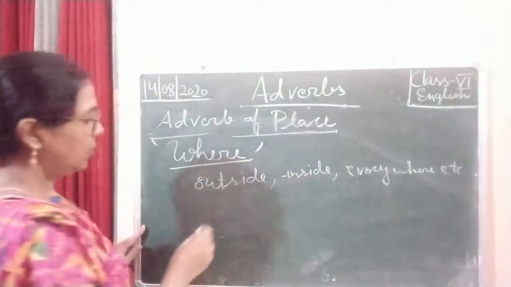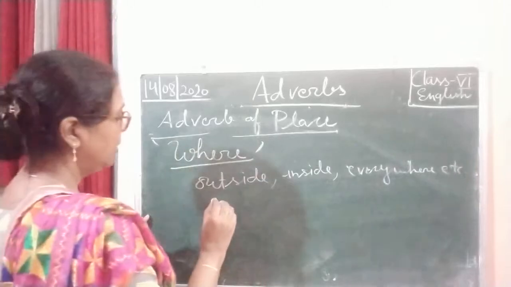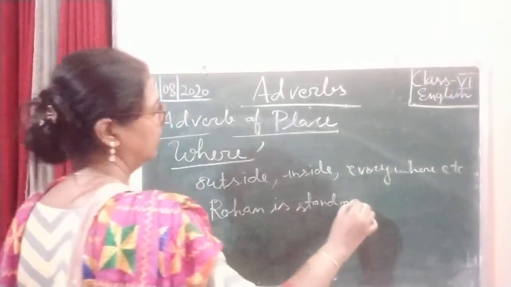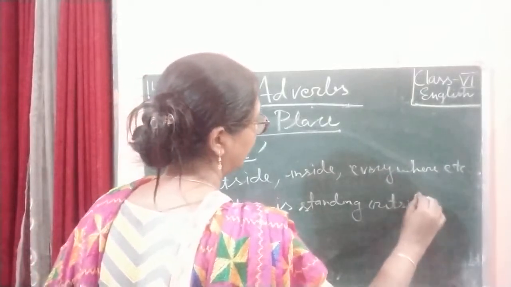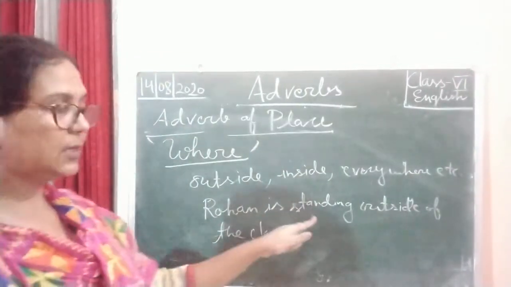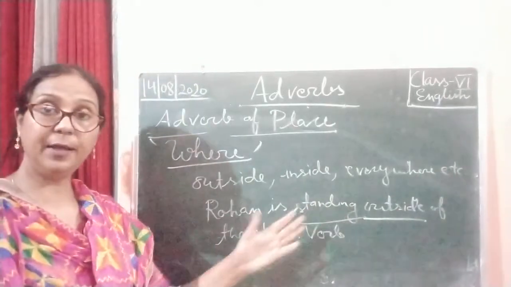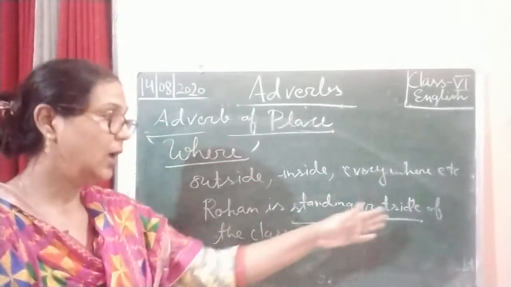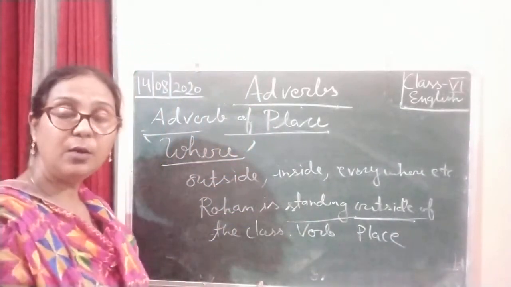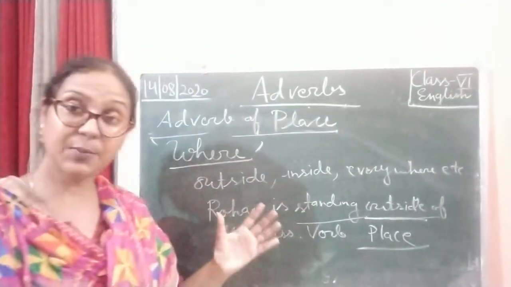So if I am giving one example for this to understand adverb of place, Rohan is standing outside of the class. Now here you can see Rohan is standing. This is the verb, and where is the verb going on? Outside. So this is showing place. Where is Rohan standing? Rohan is standing outside the class. So this is showing place of the verb, where the work is being done.